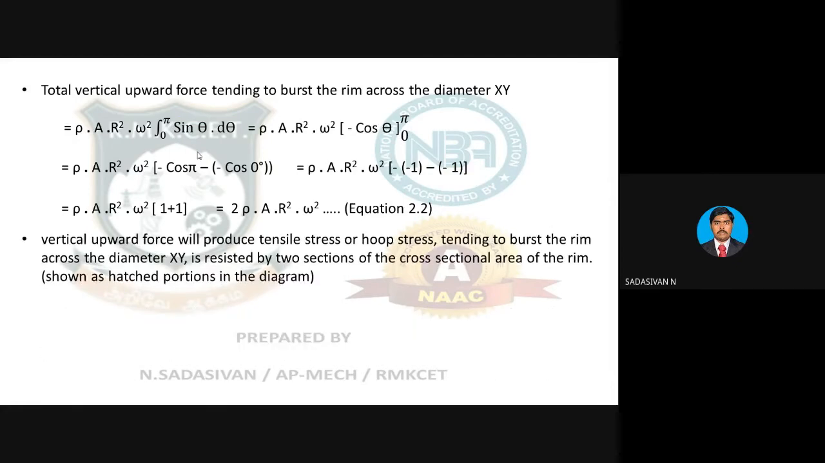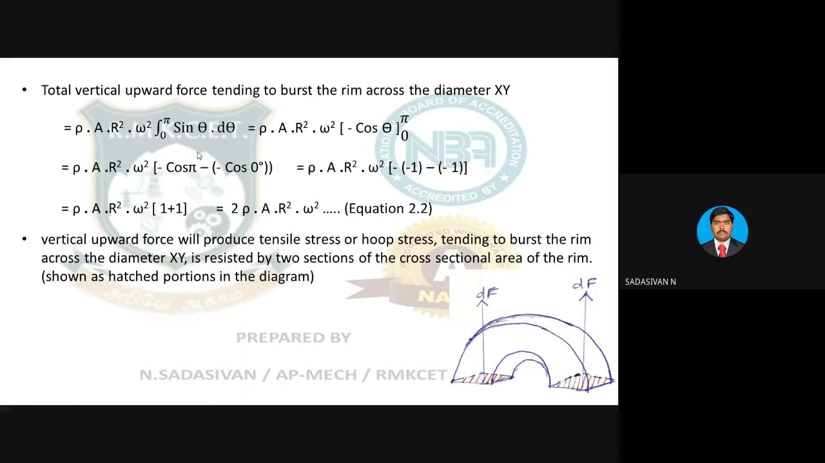So the vertical upward force will produce a tensile stress or hoop stress. Hoop stress is the circumferential stress, tending to burst the rim across the diameter. It is resisted by two cross sections of the flywheel that I have shown you in the shaded diagram, the hatched portion. So I am cutting the flywheel into two halves diametrically. These two cross sections are resisting your hoop stress.